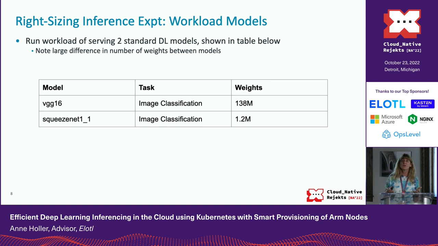These two models are solving the same problem, but you can see that they're dramatically different in their memory requirements. VGG16 needs in excess of 130 million weights, whereas SqueezeNet is 1.2 million weights. These are two models both solving the image classification problem, but doing so with greatly different amounts of resources.